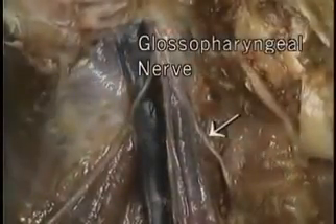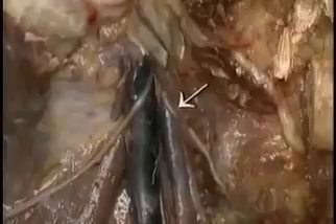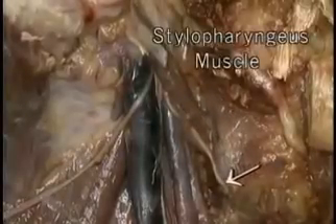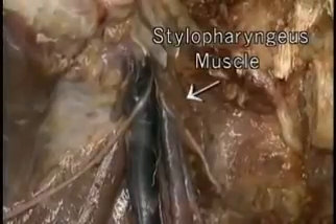We'll follow these 4 nerves one at a time, adding or removing the overlying structures as we progress. The small glossopharyngeal nerve, this is it, is mainly a sensory nerve. It runs lateral to the internal carotid artery, then passes downward and forward through or lateral to the stylopharyngeus muscle, which it supplies.